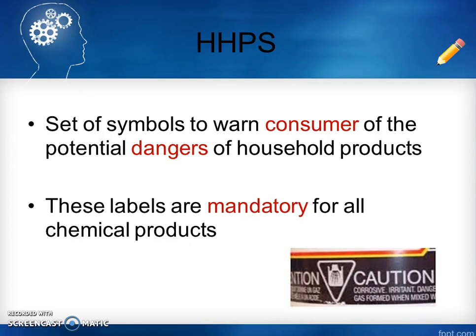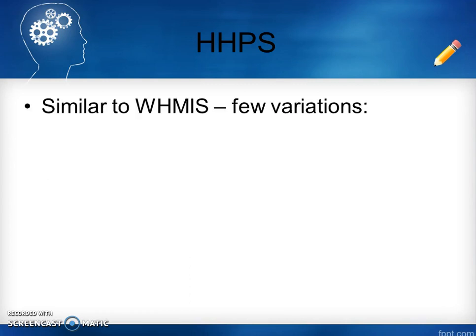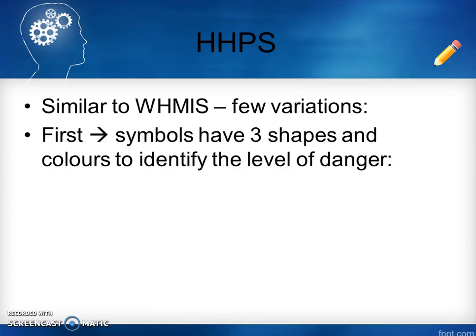So if there is something we're using that has a potential risk, it needs to be on that label so we are informed and aware of what we're using. Now this, we say, is kind of similar to WHMIS, except of course it is for household products. Now there's different shapes used for HHPS and different colors.